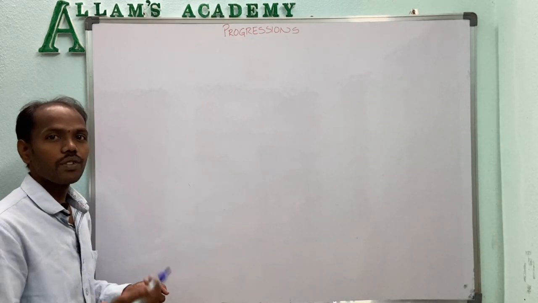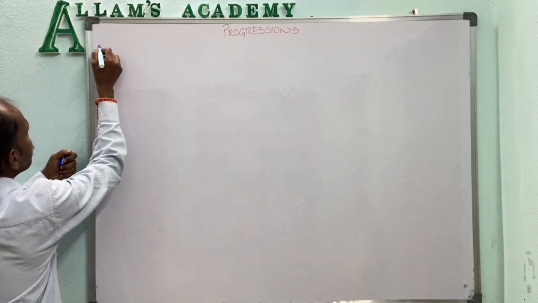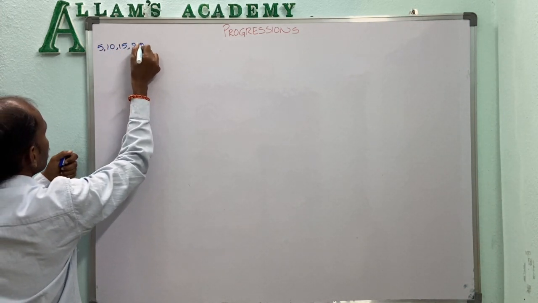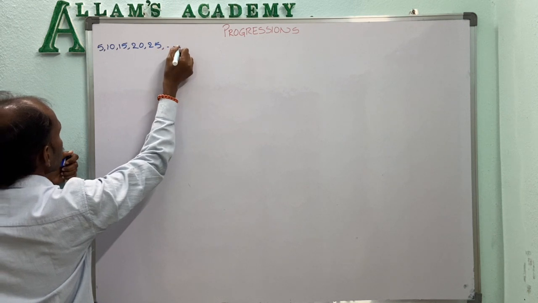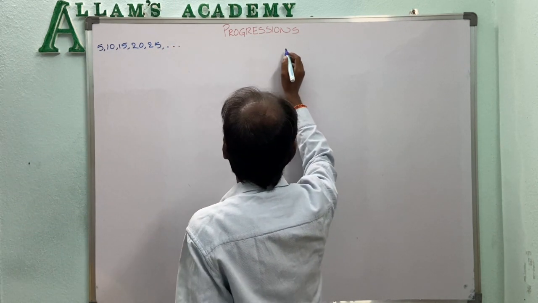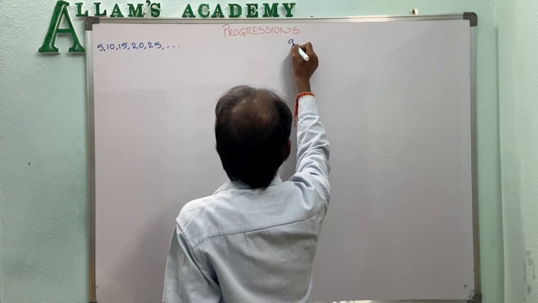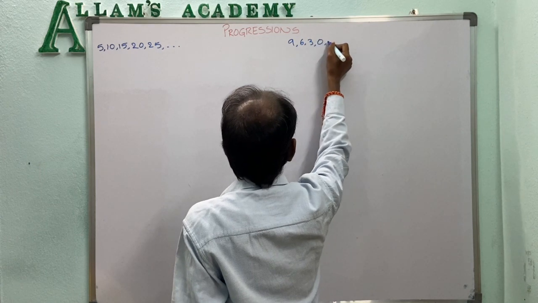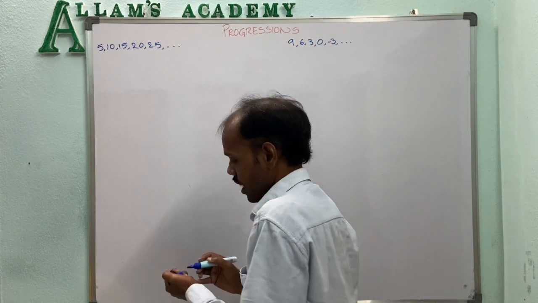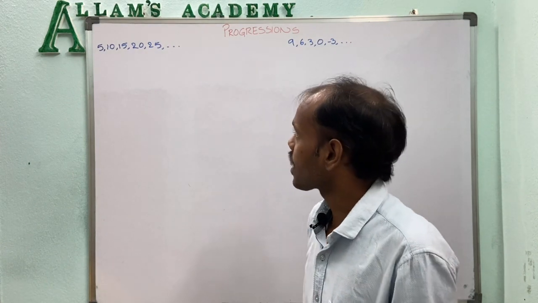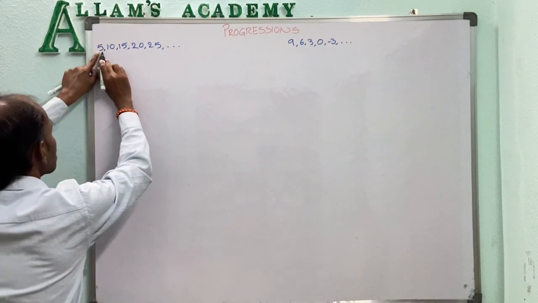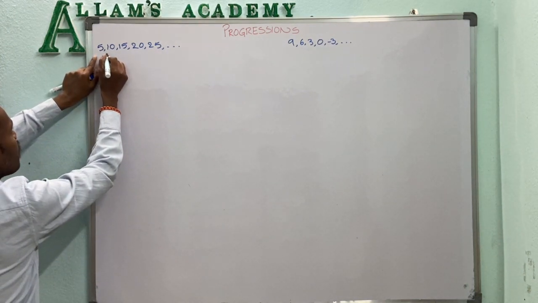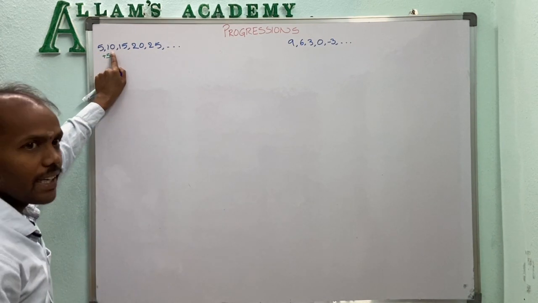Now let us observe two APs. One is 5, 10, 15, 20, 25, and so on, and the other series is 9, 6, 3, 0, minus 3, and so on. Here, to get the next term, we have to add a fixed number, 5, to the preceding term. So 5 plus 5 is 10.